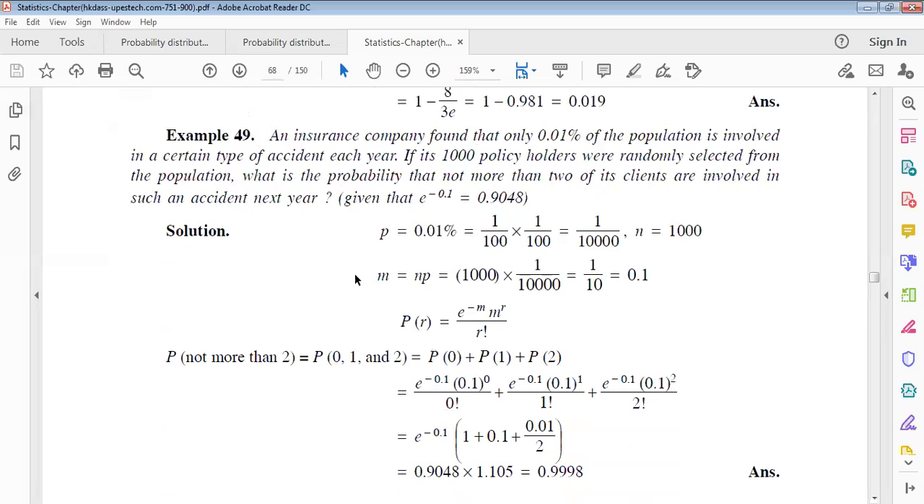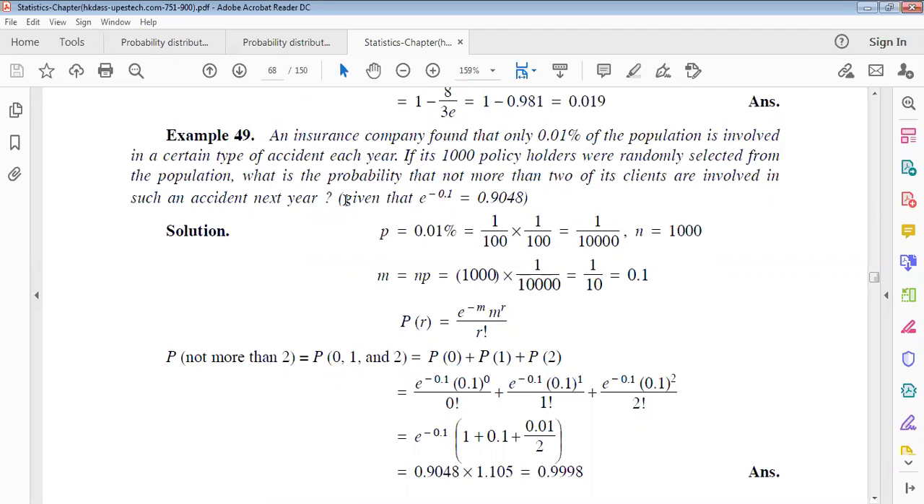Now another example. An insurance company found that only 0.01% of the population is involved in a certain type of accident each year. If 1000 policy holders are randomly selected from the population, what is the probability that not more than 2 of its clients are involved in such an accident next year?